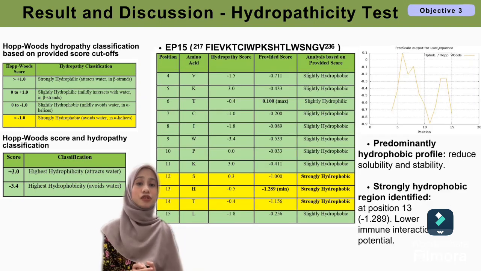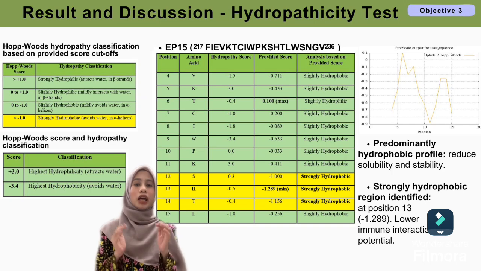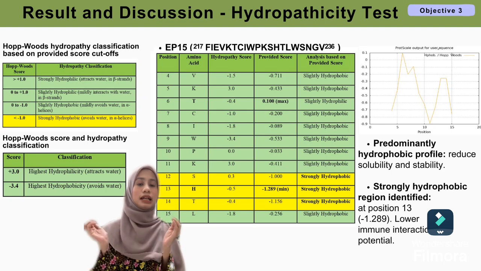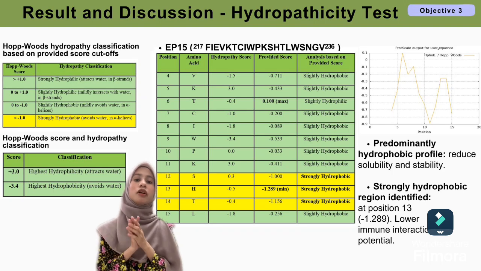EP15 tells a different story, in which EP15 has a predominantly hydrophobic profile. It features three strongly hydrophobic regions: histidine at position 13, serine at position 12, and threonine at position 14, all scoring below the cutoff of -1. Additionally, valine at position 4 adds slight hydrophobicity. The mix of strongly and slightly hydrophobic regions could affect solubility and stability, making EP15 less suitable for making a vaccine than EP12.